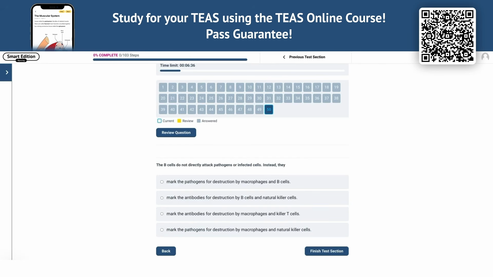All right, and then our last question is going to be an A and P question. The B cells do not directly attack pathogens or infected cells. Instead, they mark the pathogens for destruction by macrophages and B cells. They mark the antibodies for destruction by B cells and natural killer cells. They mark the antibodies for destruction by macrophages and killer T cells. They mark the pathogens for destruction by macrophages and natural killer cells. Okay, and the correct answer is D. Mark the pathogens for destruction by macrophages and natural killers.